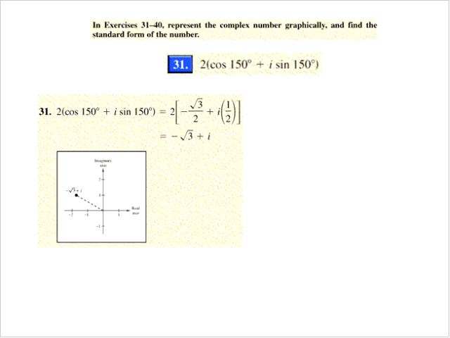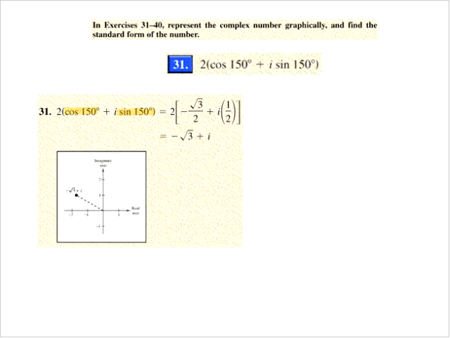All right, next, let's represent the complex number graphically and find the standard form this time. So now we have this complex number in the trigonometric form, and we want to work backwards to find the standard form. All we need to do is use our unit circle and then simplify. So let's replace cosine of 150 and sine of 150. Cosine of 150 degrees is negative square root 3 over 2, and sine of 150 degrees is 1/2.